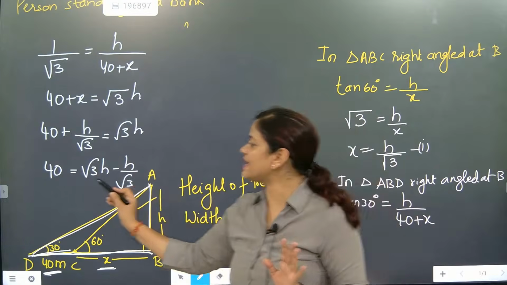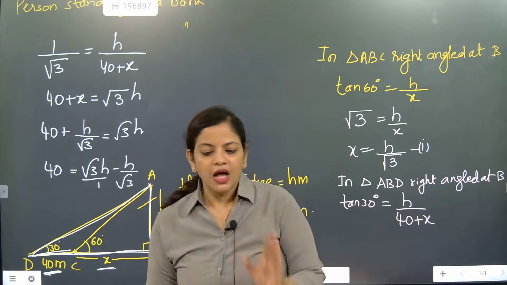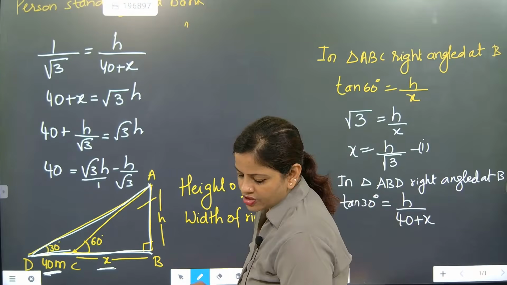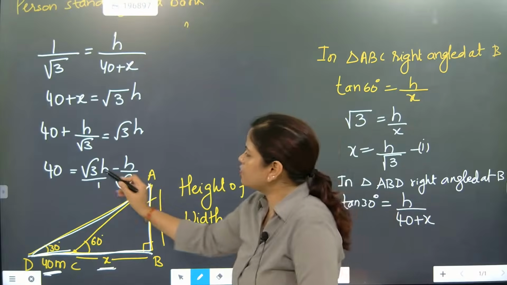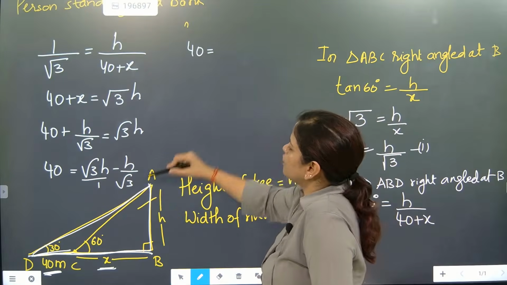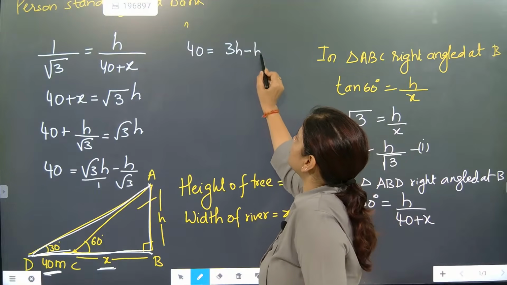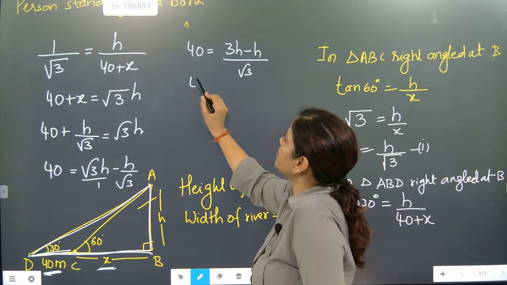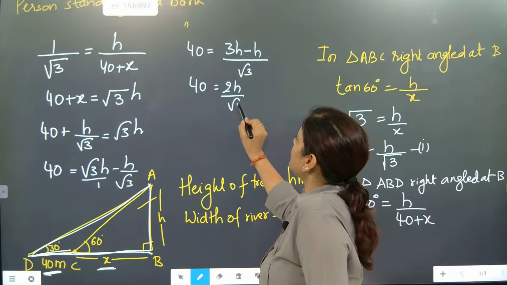So now we will take LCM. How are we going to take LCM, children? Can you tell me how to take LCM? Come on, check this one. So when you take LCM, what will it become, beta? Root 3 will multiply. 40 is equal to root 3 into root 3 will become 3h minus h by root 3. So here how much will it become? 40 is equal to 2h by root 3.